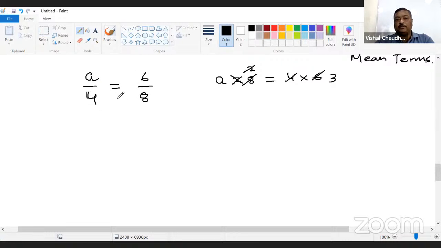So any of the terms, even if A is given, B we have to find out, yes, we can do that. C we have to find out, yes, we can do that. And if we have D to find out, we can do that also. So this is your proportion.